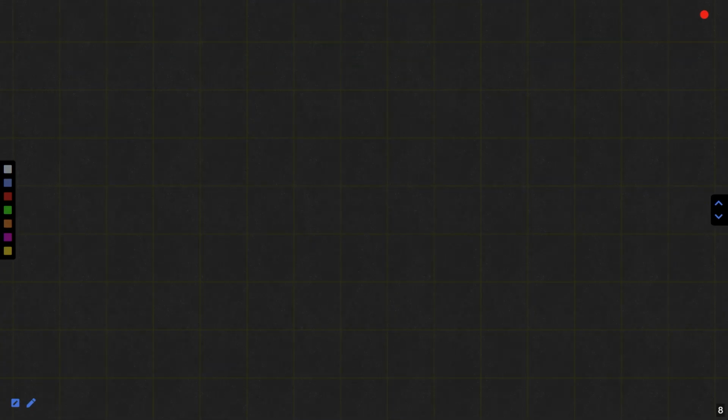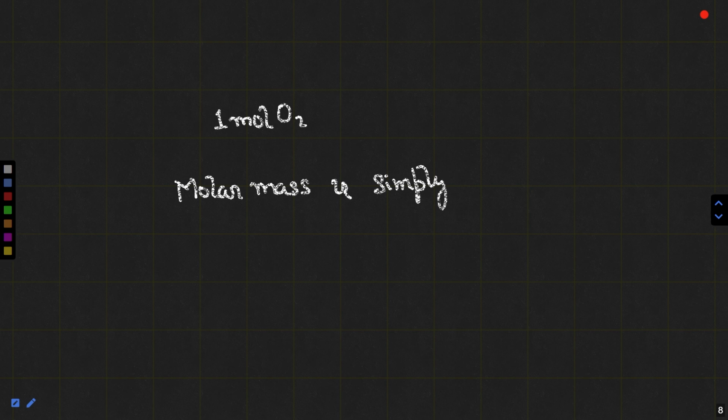So, let me explain it once more. When I am saying that I have 1 mole of O2, I have already given the definition that molar mass is simply the mass of 1 mole. So this was told in the earlier class. Am I saying it right? Was it explained earlier, Nisarg? The definition? Yeah. So this was the definition.